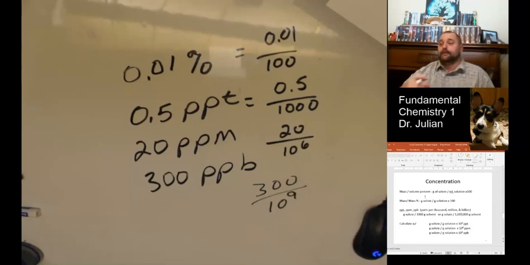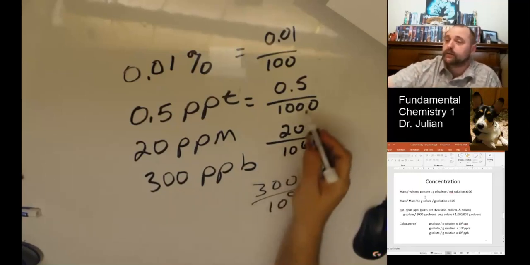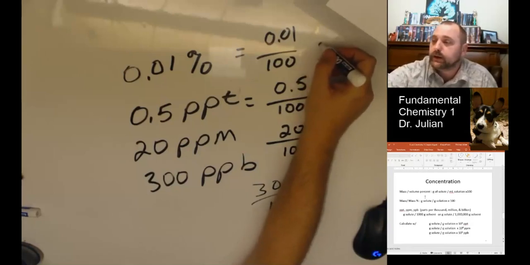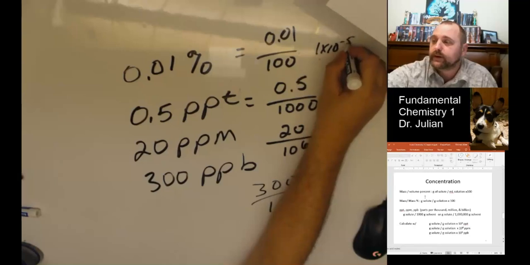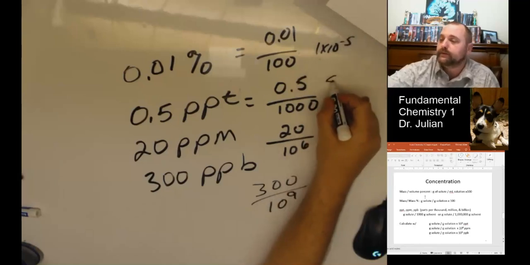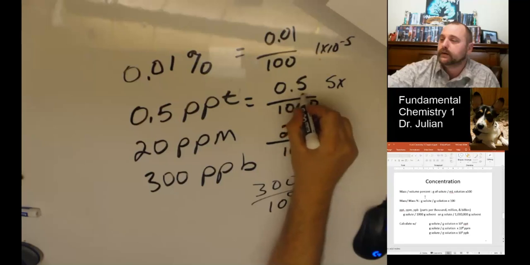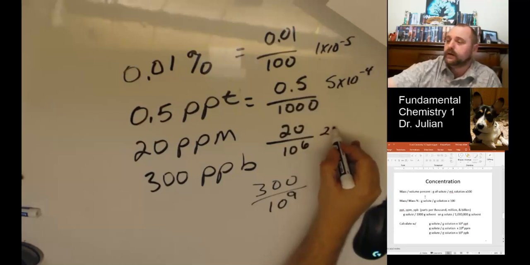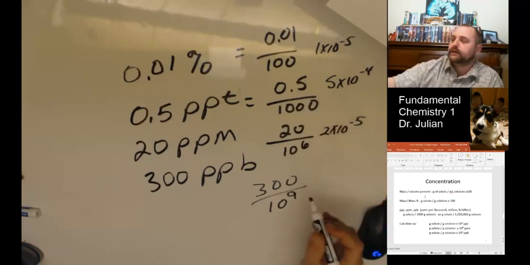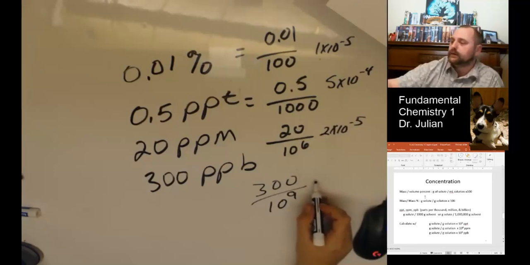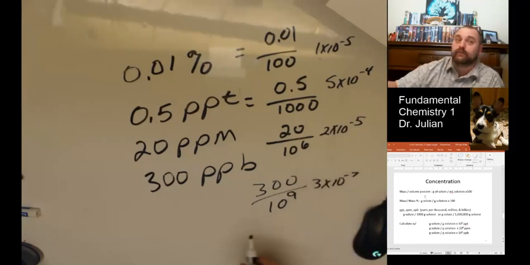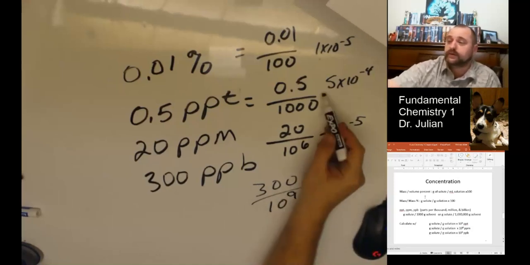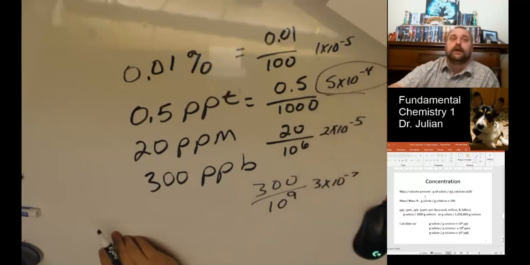And I'm going to type them all in my calculator and figure out which one's the biggest. So let's see, this would be 1 times 10 to the minus 5th. This would be 5 times 10 to the minus 4th. This would be 2 times 10 to the minus 5th. This would be 3 times 10 to the minus 7. Remember these negative exponents? The smaller that negative is, the bigger the number is. So this one's actually my winner. This is the biggest, highest concentration.